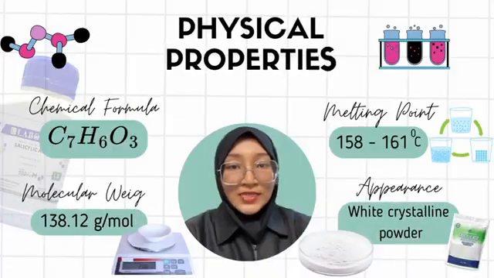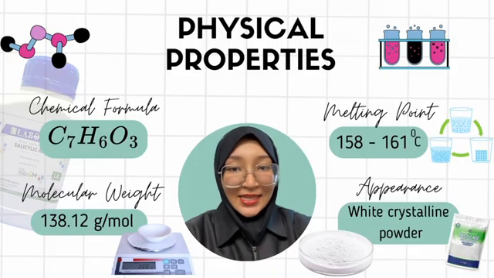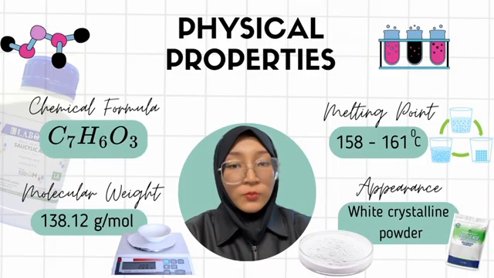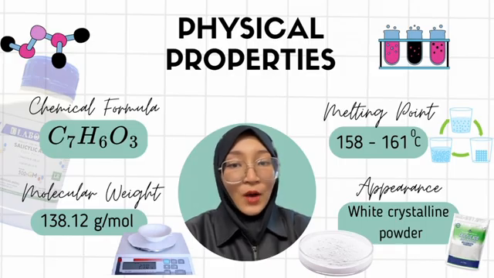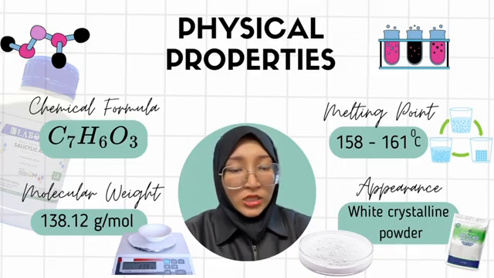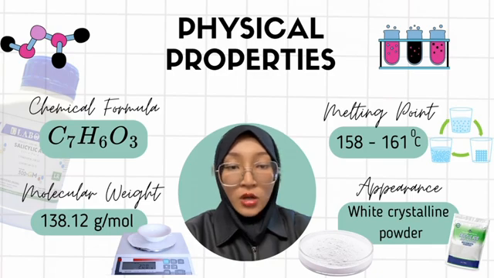Now, I will explain about the physical properties of salicylic acid. First, the chemical formula of salicylic acid is C7H6O3, while its molecular weight is 138.12 grams per mole. In terms of appearance, it is a white crystalline powder. The melting point is between 158 to 161 degrees Celsius.